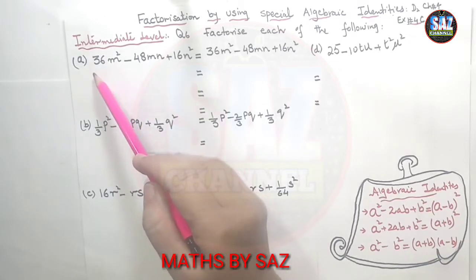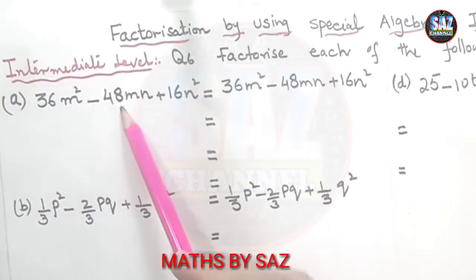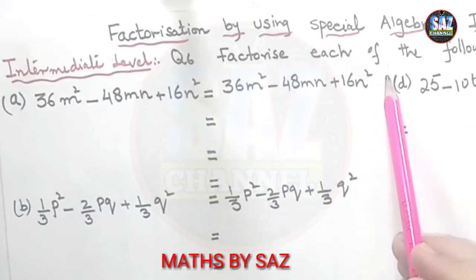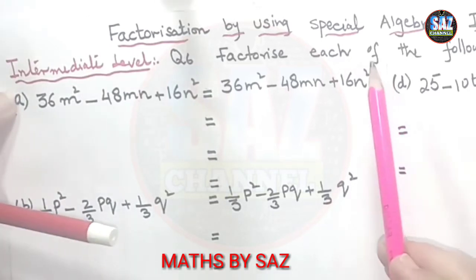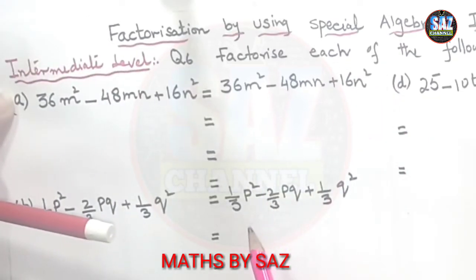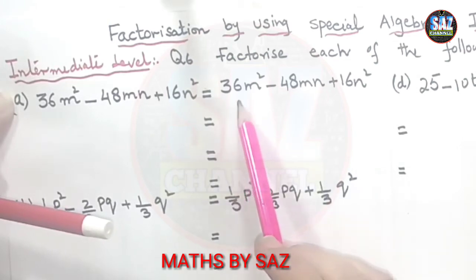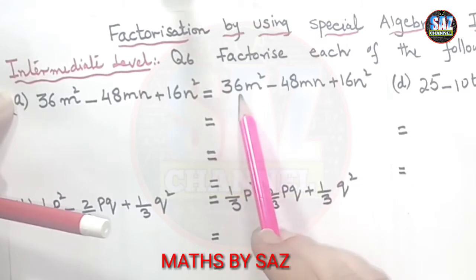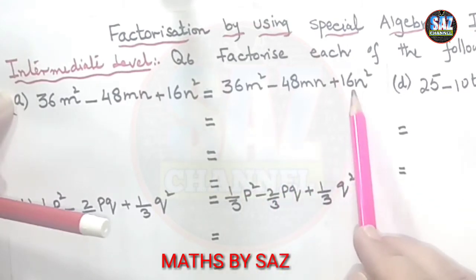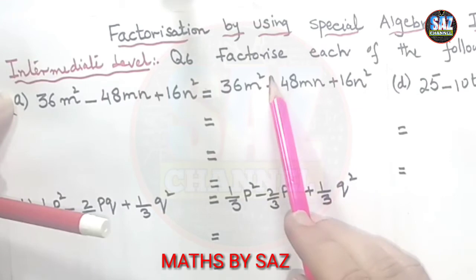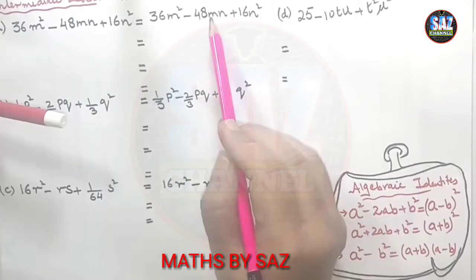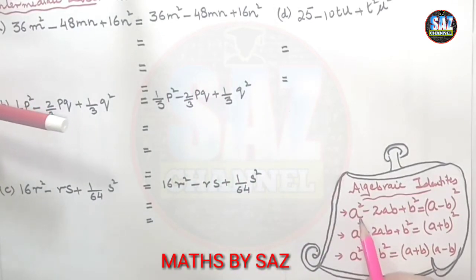First part of the question is 36m square minus 48mn plus 16n square. I've written the question again. Now here I have to decide which method I will be applying. Either I can go with hit and trial, but preferably, 36 is a perfect square and 16 is a perfect square, and we have the negative sign with the product of their square roots at the middle place. So we will be preferably going with one of the algebraic identities, that is a square minus 2ab plus b square.